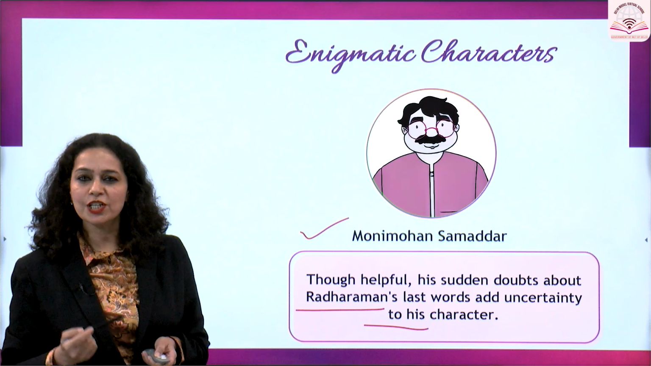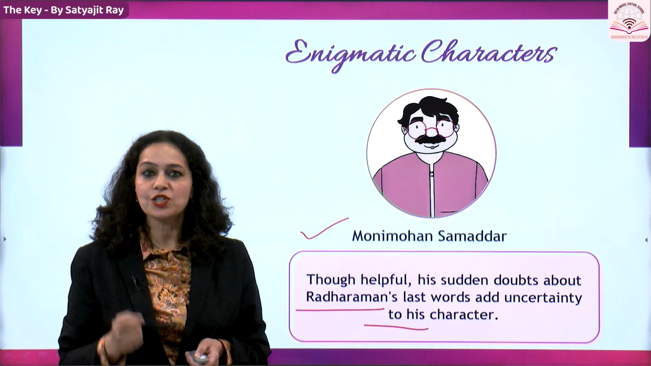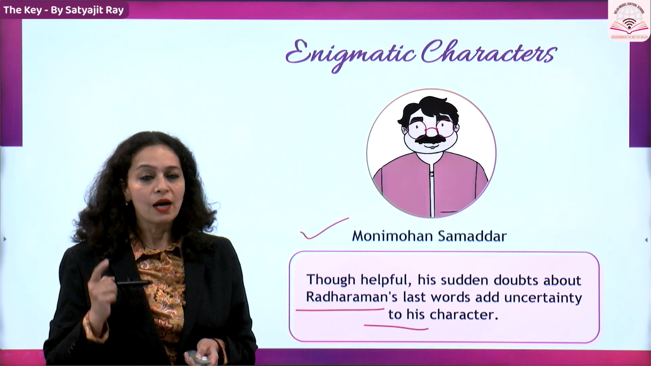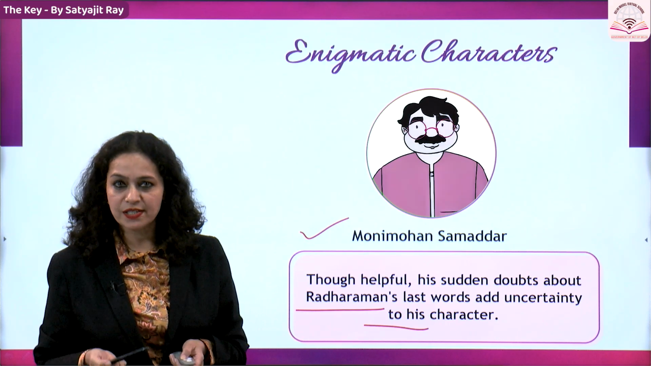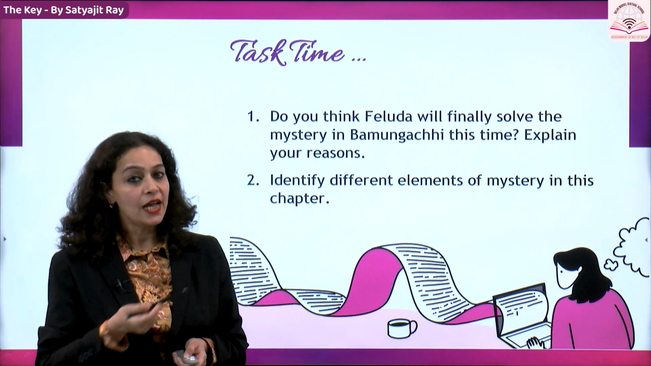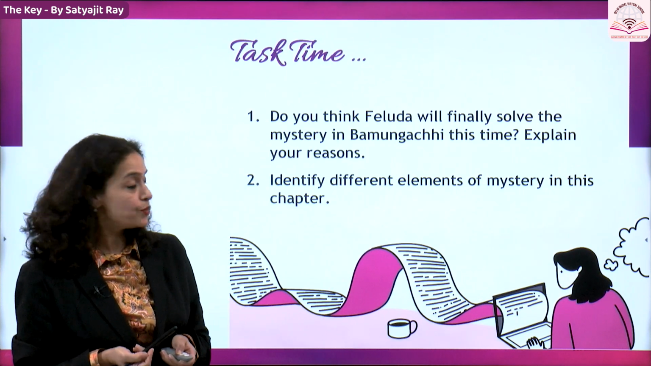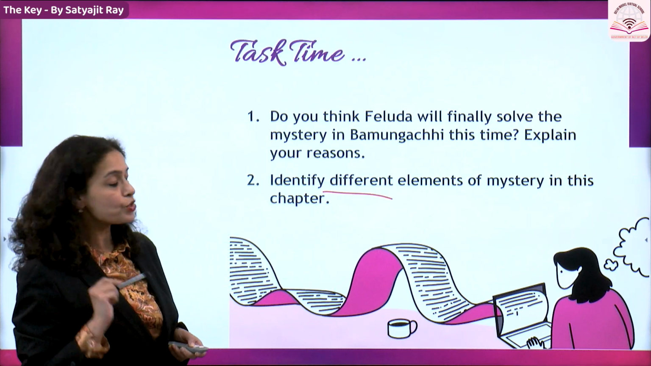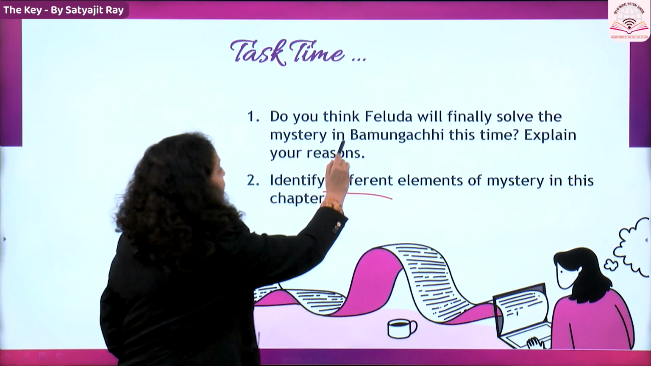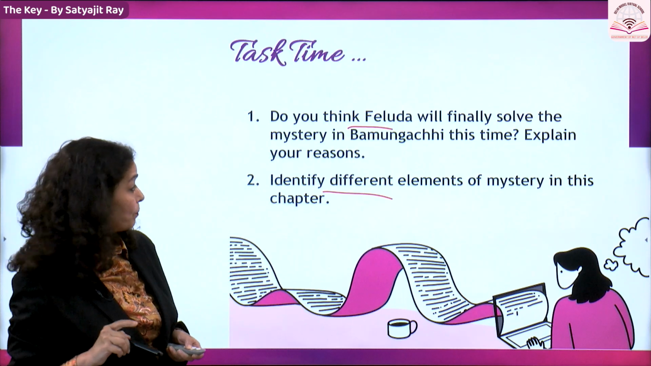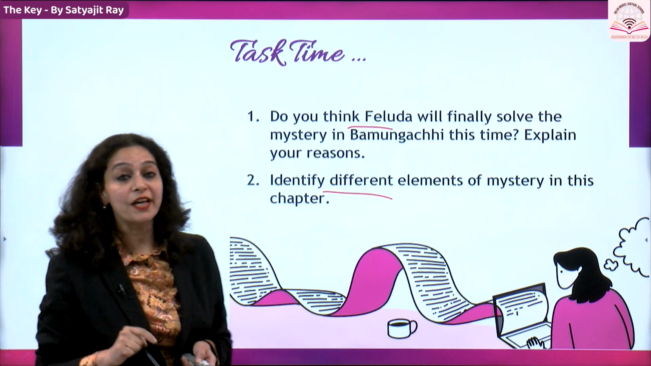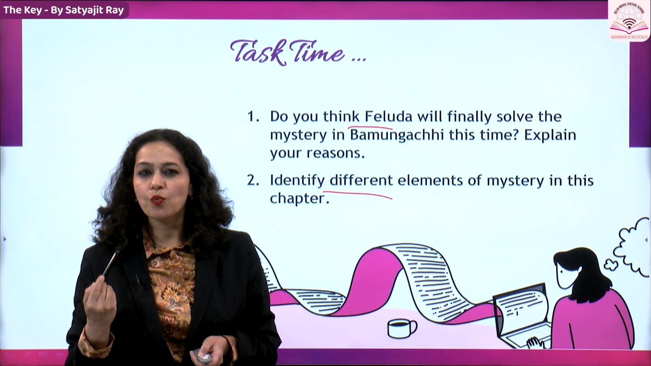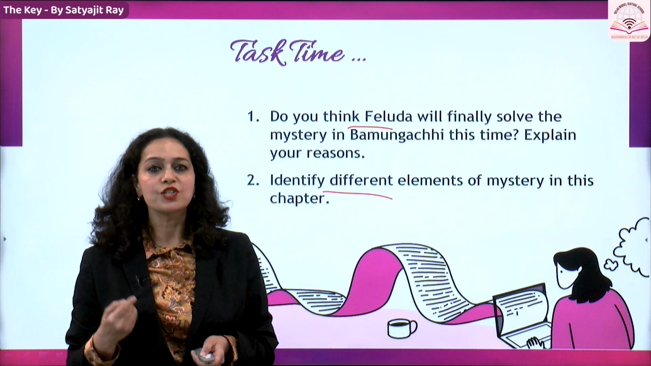I'm sure students, you must be enjoying reading this story, and yes, only one chapter is left and we are going to definitely solve this story. But till then, you can make inferences and predictions related to the chapter, and yes, I have the most important task for you. You have to identify certain elements of mystery in this chapter, and the most important question, do you think Feluda will finally solve the mystery in Bamungachi this time? Explain with reasons and keep making predictions. Who is the culprit and what is that key that everybody is looking forward to?